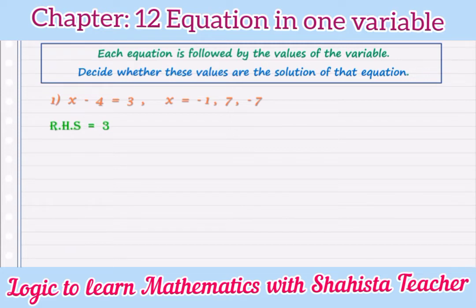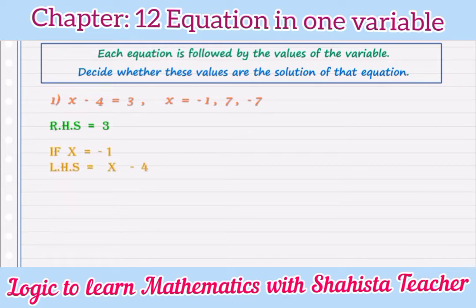RHS is equal to 3. As you know, the right hand side is 3 and the left hand side is x minus 4. In the place of x we will put minus 1 first. So x is equal to minus 1.